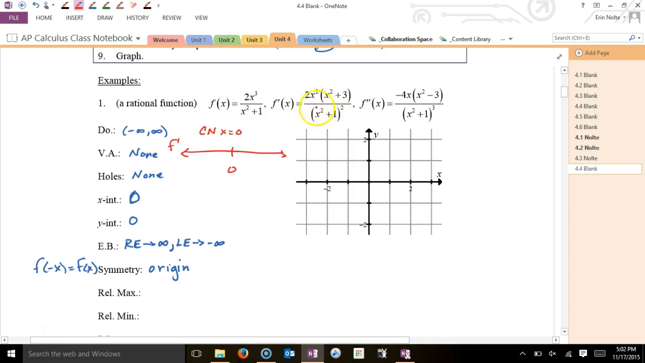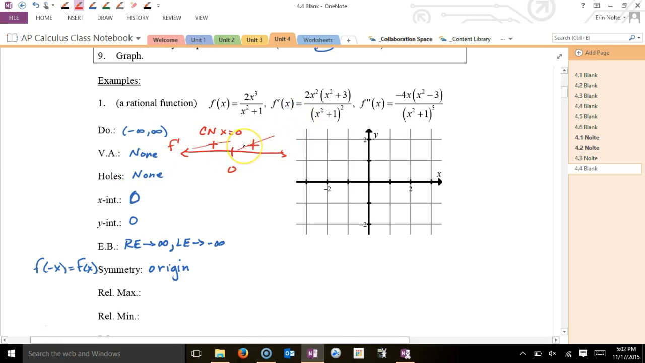So -1, if I plug that into my derivative, I'm going to have a positive times a positive, which is a positive on the top over a positive. So I get a positive over a positive for that. If I plug in a +1, I get a positive over a positive, and that's still going to be positive. Okay, so the idea of this function is it's going up and it's going up again.